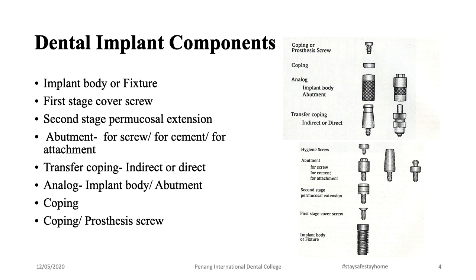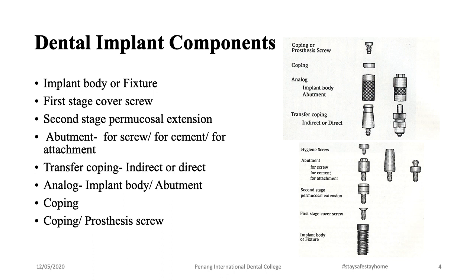After some days, you recall the patient, you re-incise at the site of implant placement, and then you place the second stage per mucosal extension. This is nothing but the healing abutment where the mucosa heals or forms a collar around these abutments. Then you have the abutment, which is basically placed onto the implant for the placement of prosthesis. So the abutment is basically of three types. We have the screw, cement, or the attachment type.